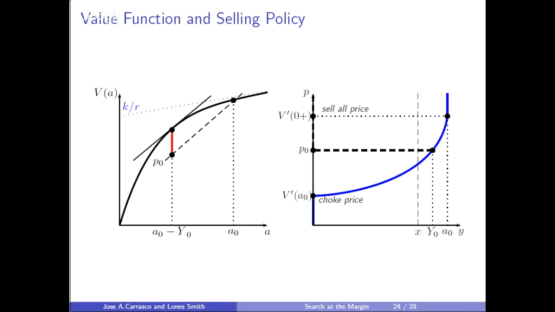So there's a minimum price to sell. If the price is too low, I won't sell at all. As the price increases, you sell more and more and more. And if the price hits V prime 0, so the slope at the origin here, right? You're going to sell all your position. So that's a sell all price. Okay?